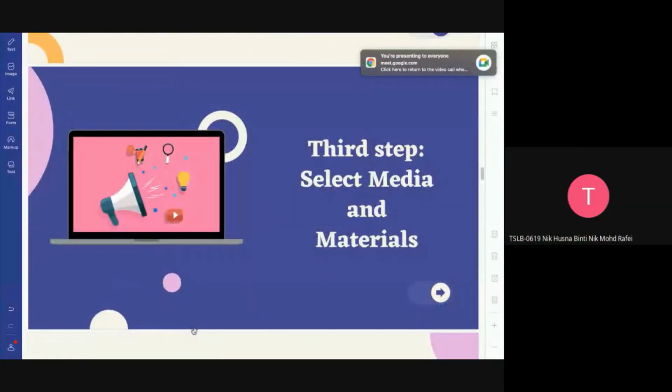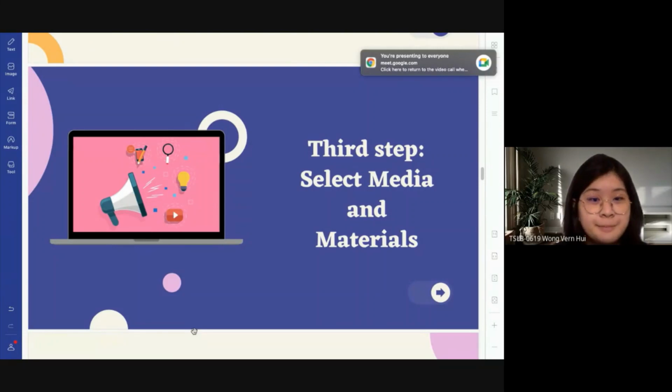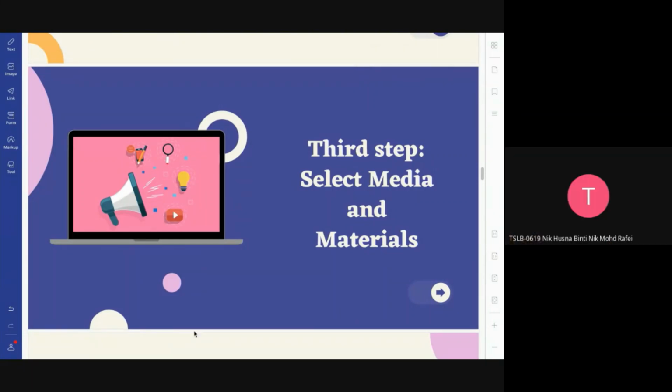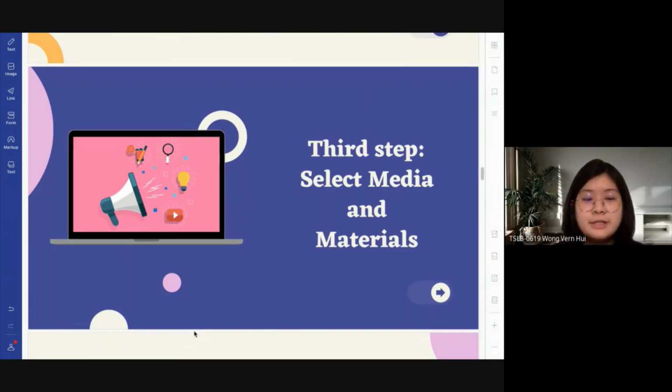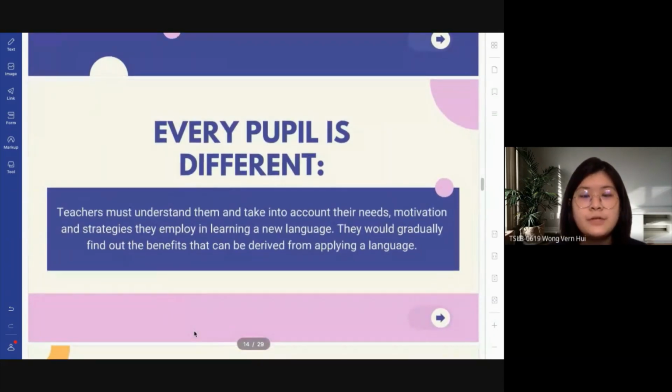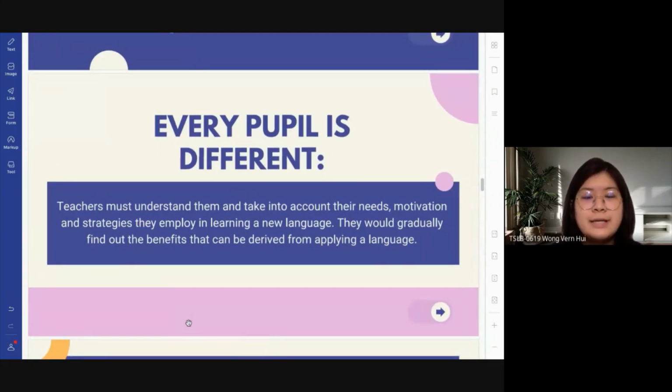Okay, so I will continue with the third step. Can you hear me? Yes. Okay, so the third step is selecting media and materials. Before selecting, the teachers need to understand that every pupil is different and they must take into account their needs, motivation, and strategies they employ in learning a new language. They will gradually find out the benefits that can be derived from applying a language. Therefore, this is very important for selecting media and materials.